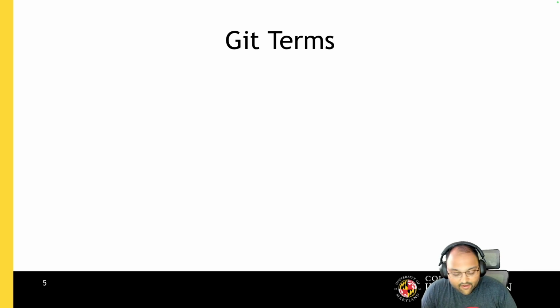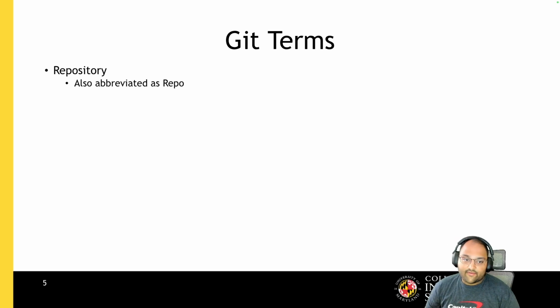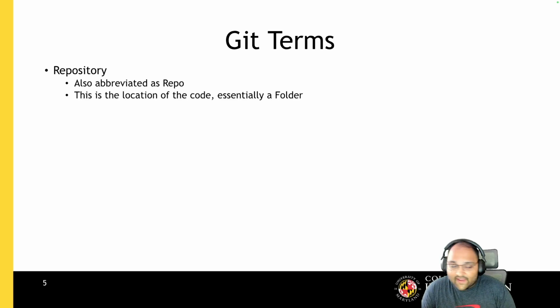Okay, so as we go throughout this lecture, you're going to hear me say some Git terms, and I want to make sure that you understand them before we move forward. So first, you'll hear the term repository. What's a repository? It's also abbreviated as repo, but effectively, this is the location of the code. Think of it as a folder, right? It's nothing more than a folder.